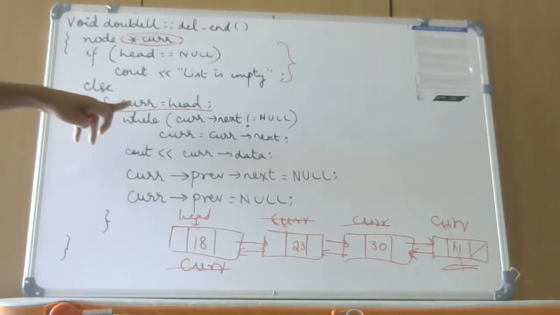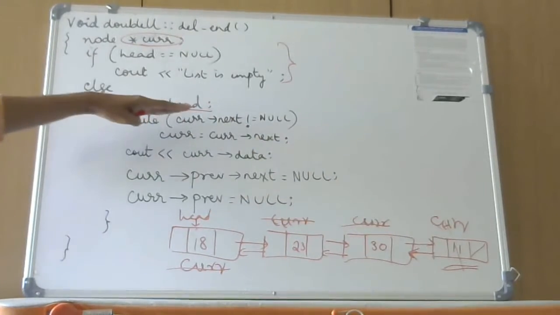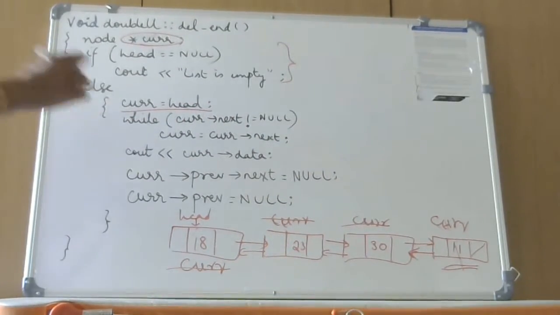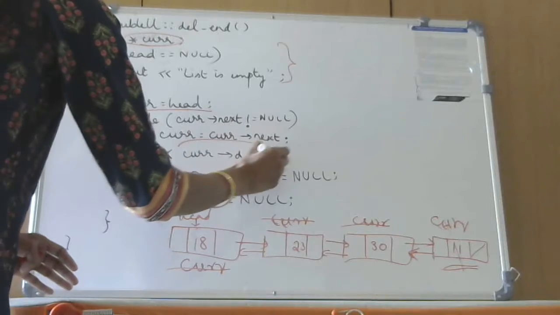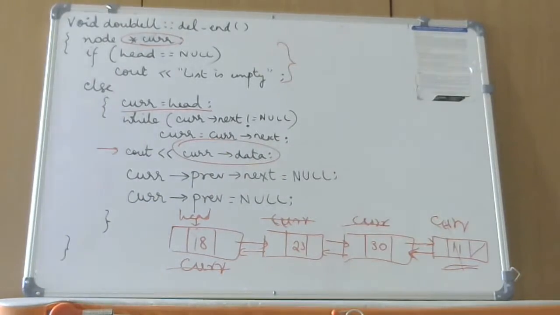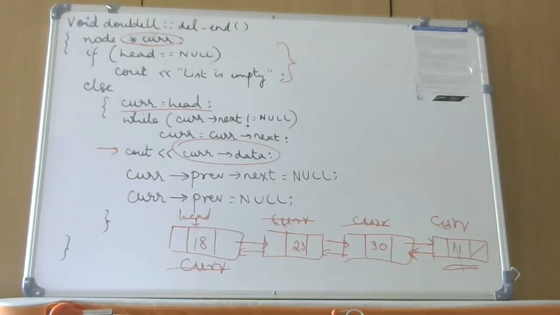Again I will go back. While current of next is not equal to null. Current of next is null now. So this condition is not satisfied. So I will come out of the while loop. What do I want to delete? I have to delete 11. So how do I display what I want to delete? Current of data. So 11 is displayed. We can write that deleted element is current of data. That is 11.